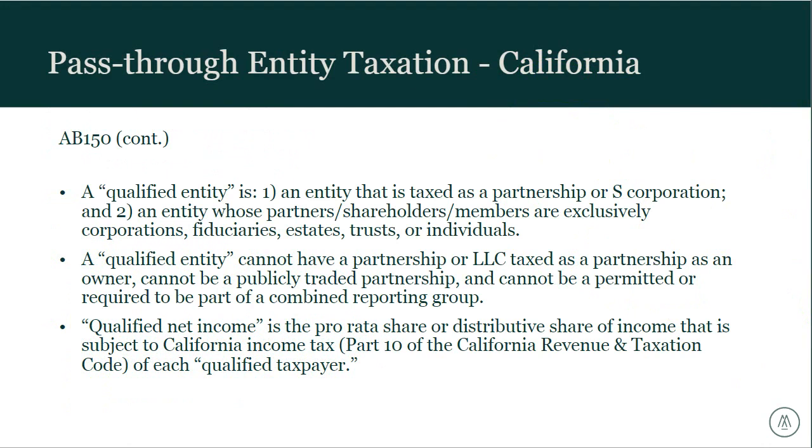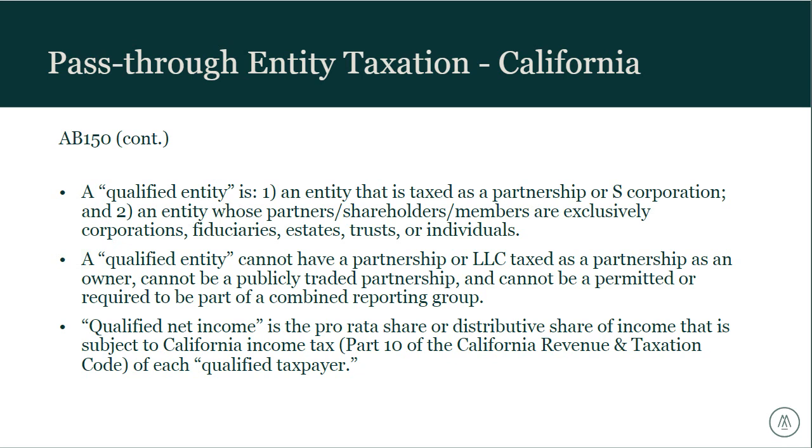So there are two important terms in AB 150 that provide restrictions on the types of entities in an org structure that can take advantage of AB 150. The first important term is qualified entity. And a qualified entity is what we would expect. That is a partnership or an S-corp. And this also includes LLCs taxed as partnerships. However, there is a limitation. The owners of this qualified entity cannot be another partnership or an LLC taxed as a partnership, meaning a partnership that has another partnership as a partner or member cannot elect AB 150 on behalf of that partnership.